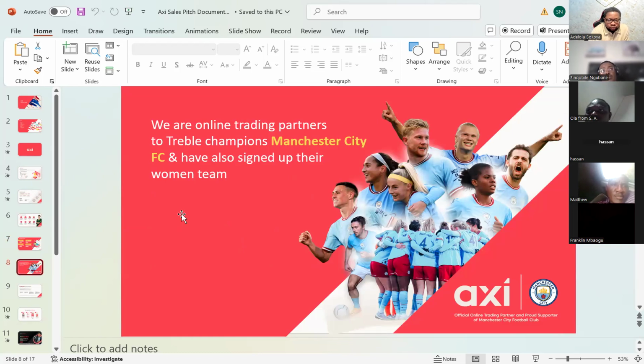And then we are the online sponsor for Manchester City. So you'll notice when they are playing a home game, you'll notice our logo on the sides, on the boards, because we just extended our contract last year, September, for another 3 years. We also added the women's Manchester City team to the sponsorship.